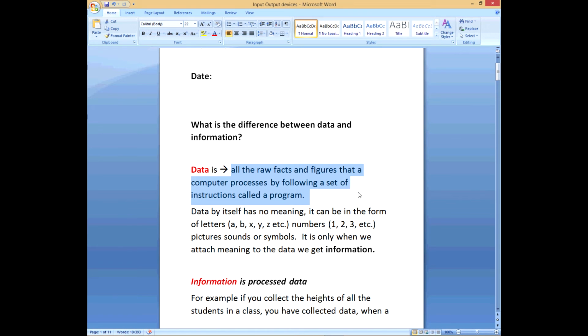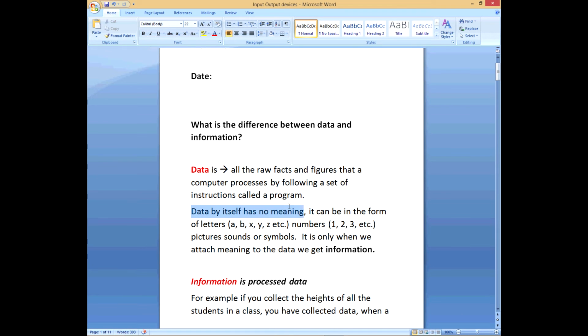Alright, let's go to the next part now. Processing. It says figures that a computer processes. Processing means you organize the data. You organize it in a way that it can be easily understood. That's all processing means. Making the data into information. Alright, let's continue.